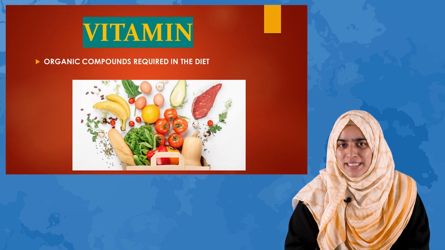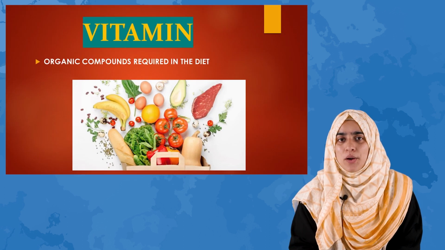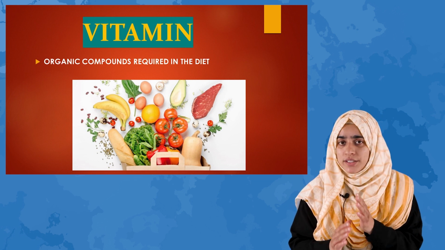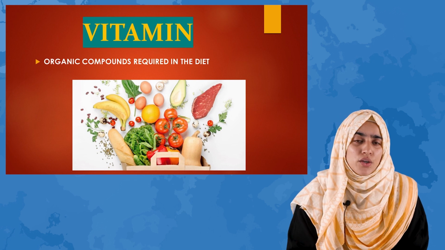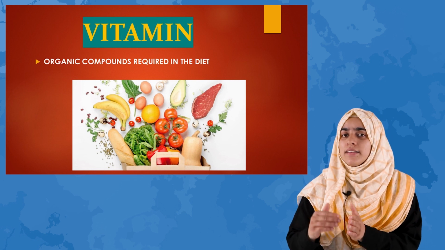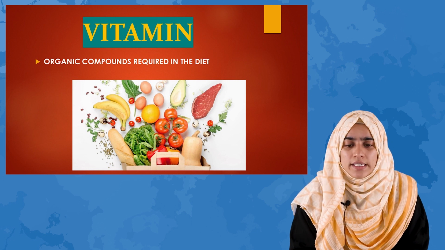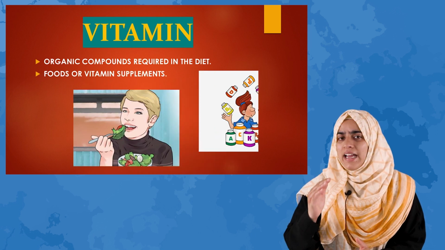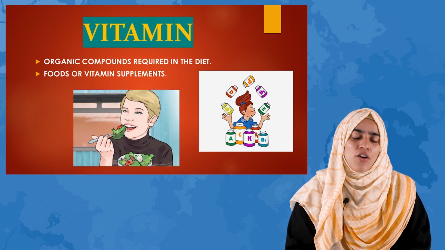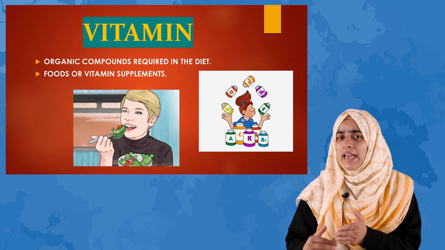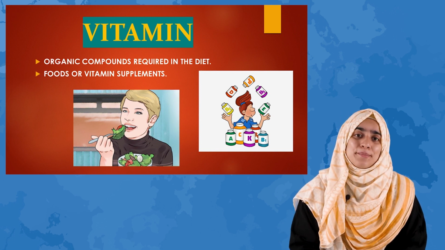So these vitamins are organic compounds which are required in our diet. That means in our daily diet, what we are eating on a daily basis, and that too in small quantities, to perform some of the biological functions. Usually these vitamins are obtained from the food we eat, or they can be obtained from supplements.